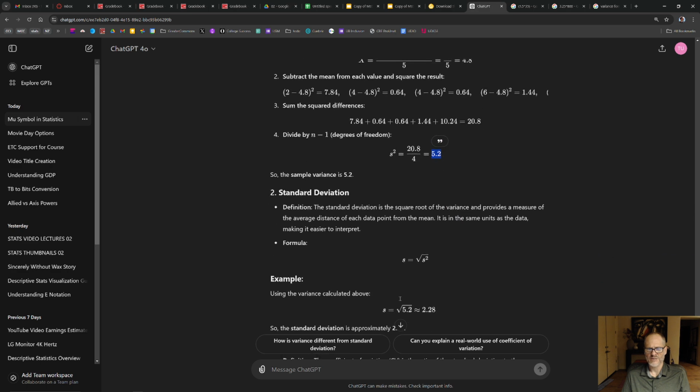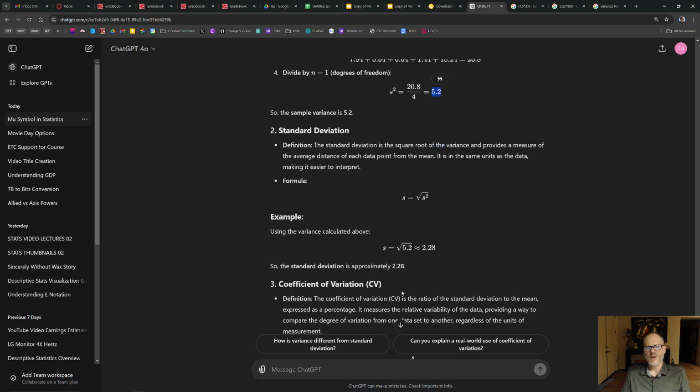Is that how much it varies from the mean? And then we have the standard deviation. So we take the square root of that.